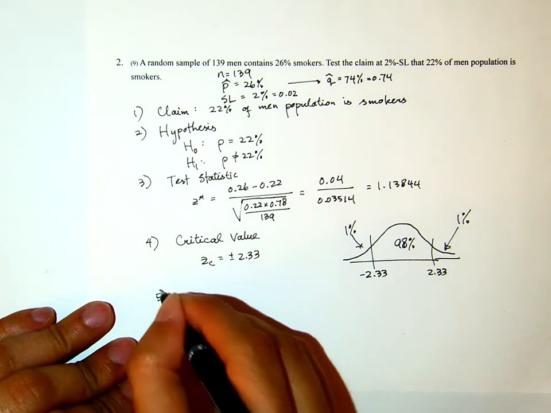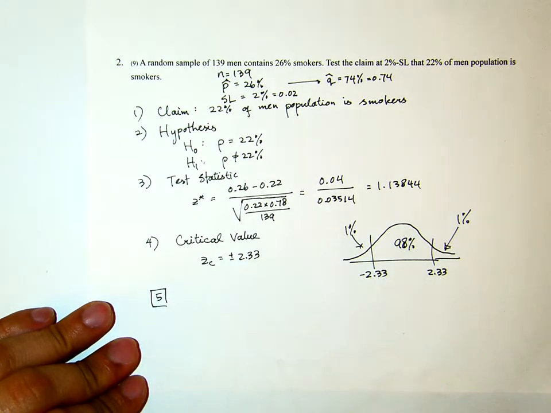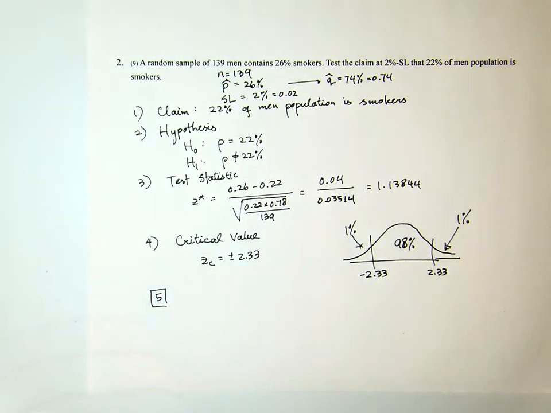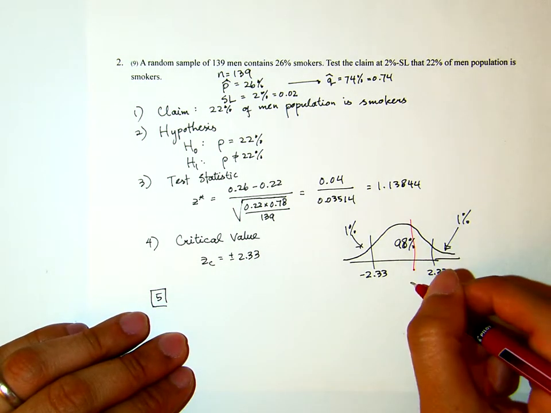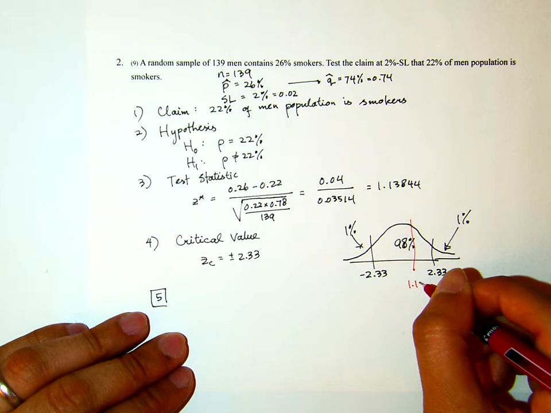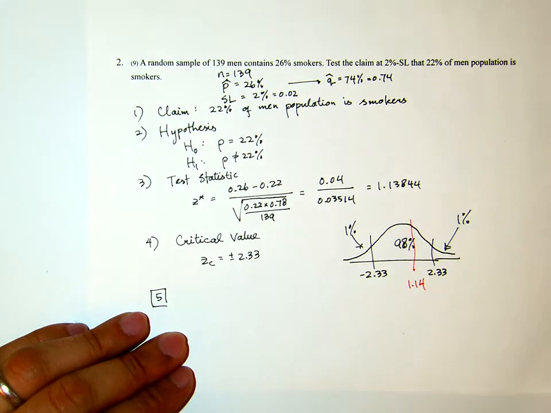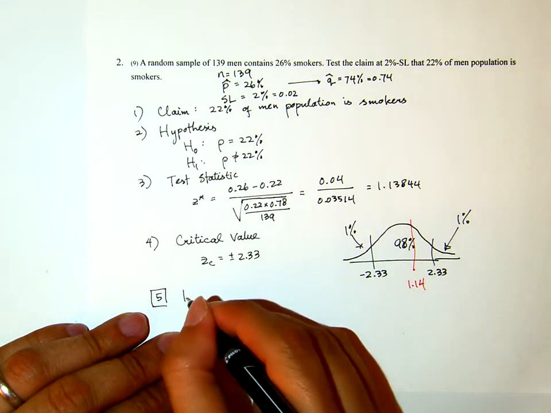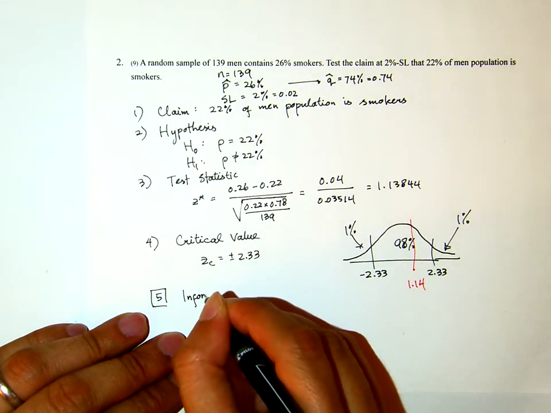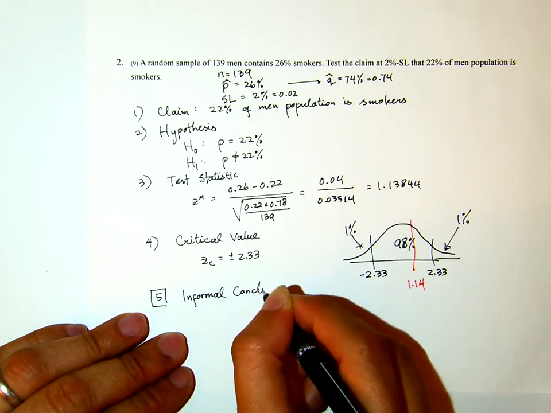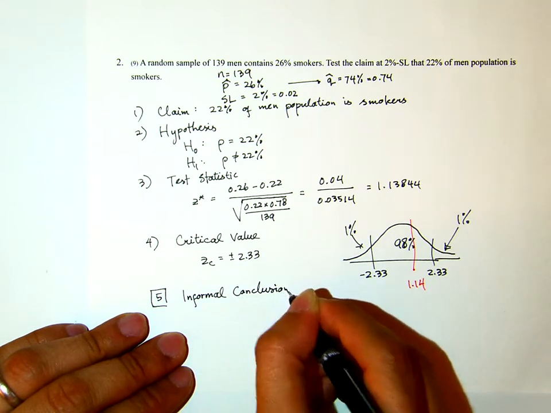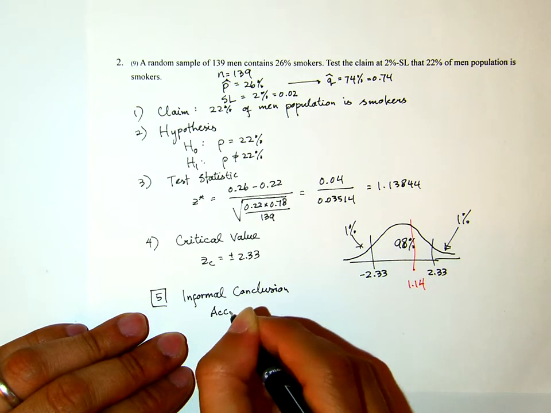Now let's see, the position of the test statistic is in between. Okay, it's 1.14. Let me just summarize that way. Okay, round it that way. Informal conclusion will be we will accept the null hypothesis.